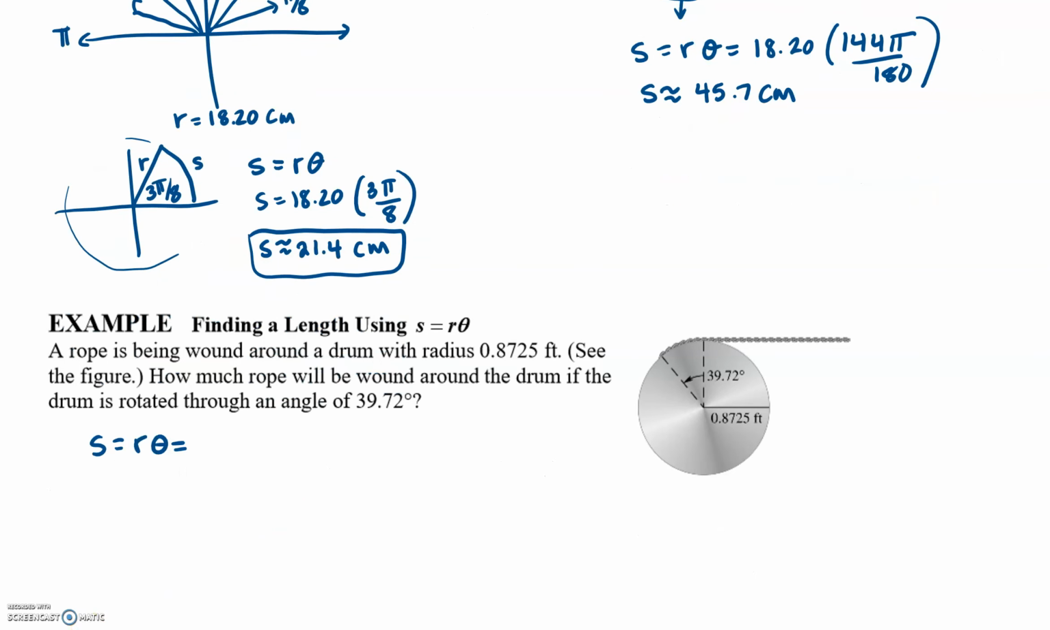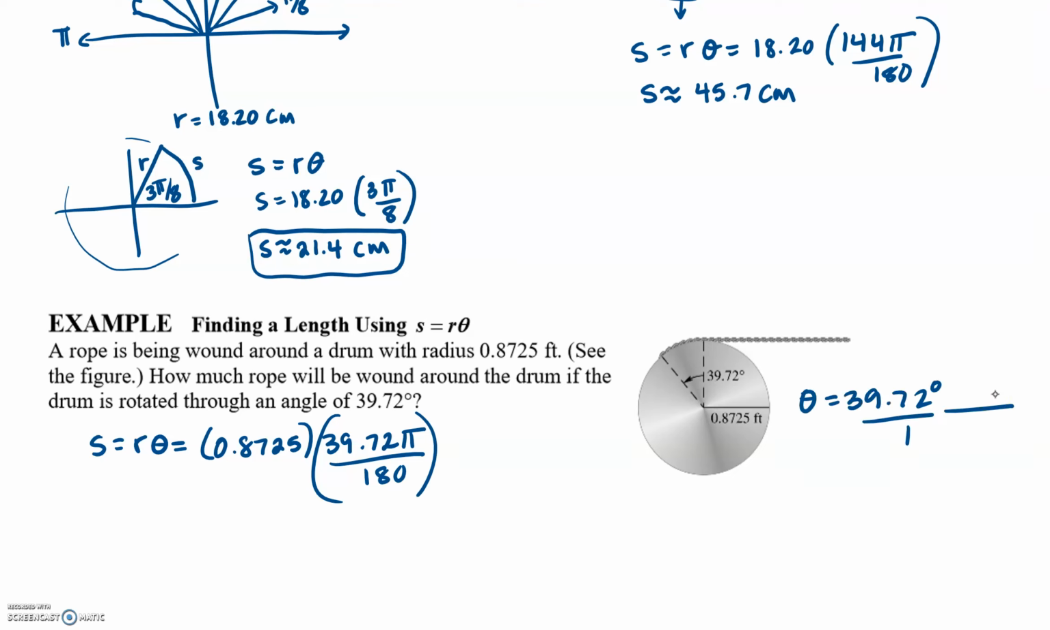So again, S equals R times theta. This time R is 0.8725 feet. Theta is 39.72 degrees, but you cannot be in degrees. If you remember, it needs to be in radians. So I want to multiply by pi over 180. That is going to be what this is in radians. The conversion is, I think of degrees and I'm going to go to radians, and I know 180 degrees is pi radians. So that's where I get the 39.72 times pi divided by 180.